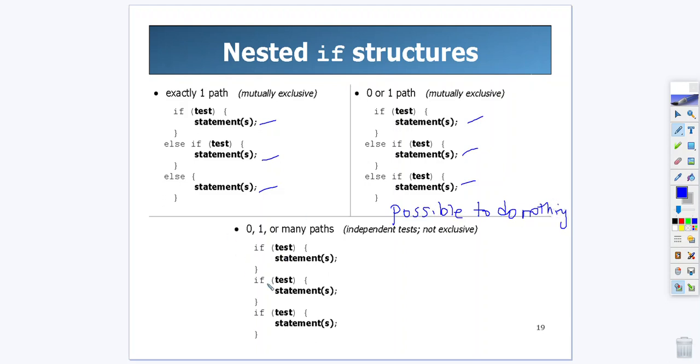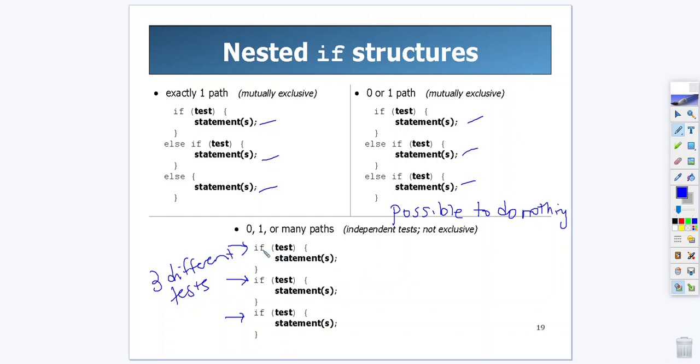If you have an if, followed by an if, followed by an if, these are basically like 3 different tests. I can check what day of the week it is. I can check the temperature outside. I can check what time the movie is, right? I don't know. Okay, so these are checking 3 independent things.